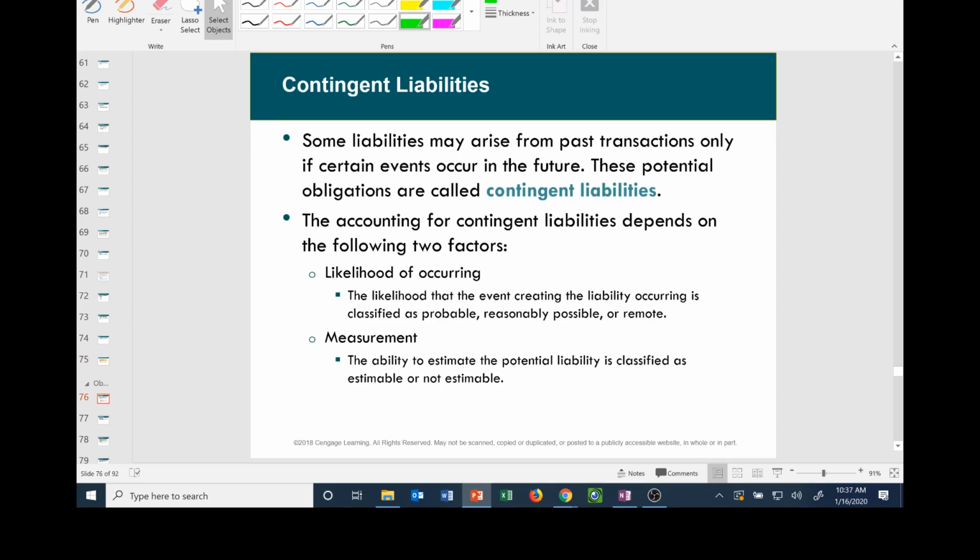What does the word contingent mean? Contingent means me. Some liabilities may arise from past transactions only if certain events occur. These potential obligations are called contingent liabilities. The likelihood that the event creating the liability occurs is classified as probable, reasonable, or remote. Now, fire would be a contingent event for sure, but I guess they're talking about warranties here.